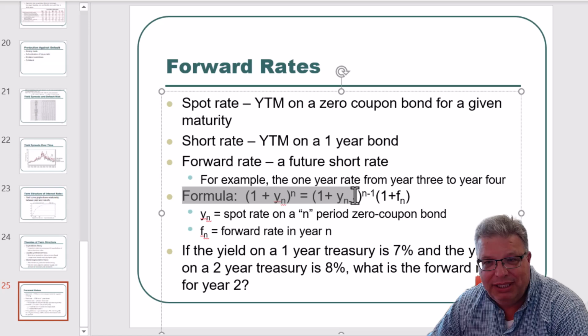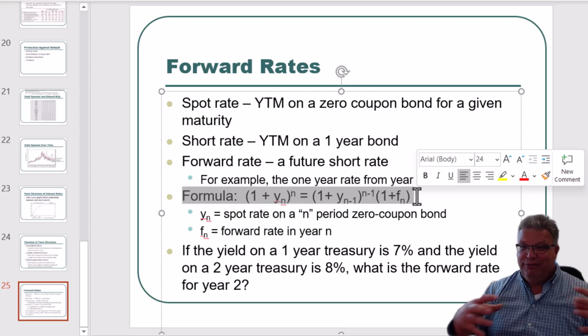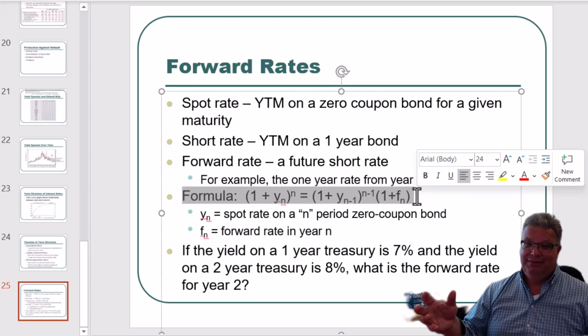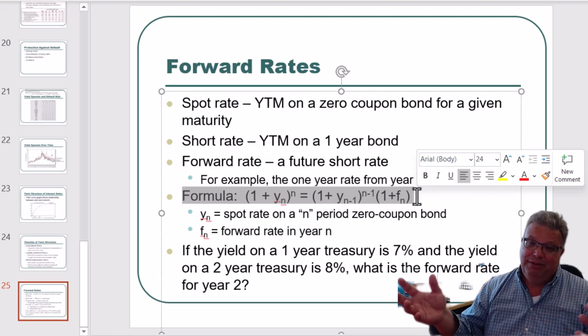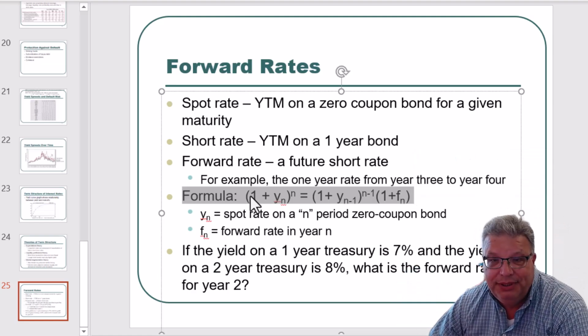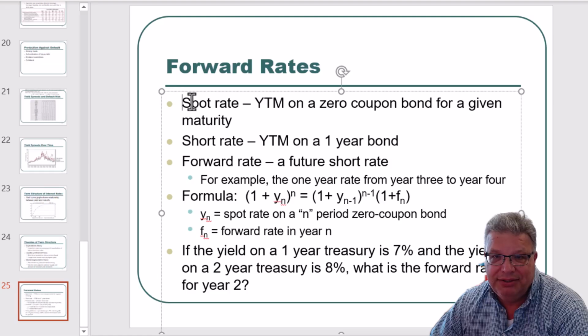And so we have this formula here that combines all three of these into one formula and allows us to estimate what forward rates will be. The point is, what are short-term interest rates going to be in the future? Because short-term interest rates are very important. So first off, the Y_N here is the yield to maturity on a zero coupon bond out a certain number of years. Let's call it N.